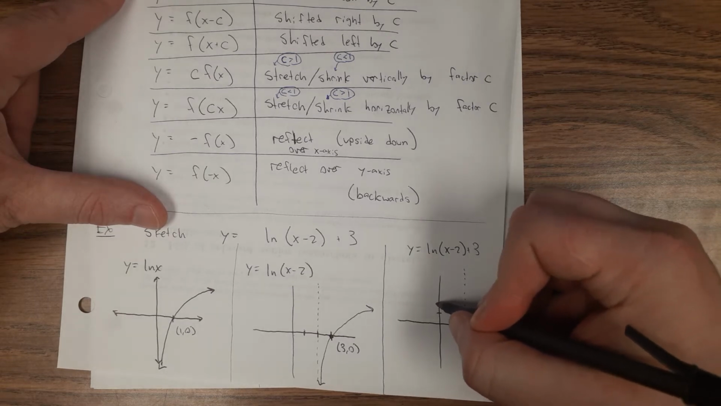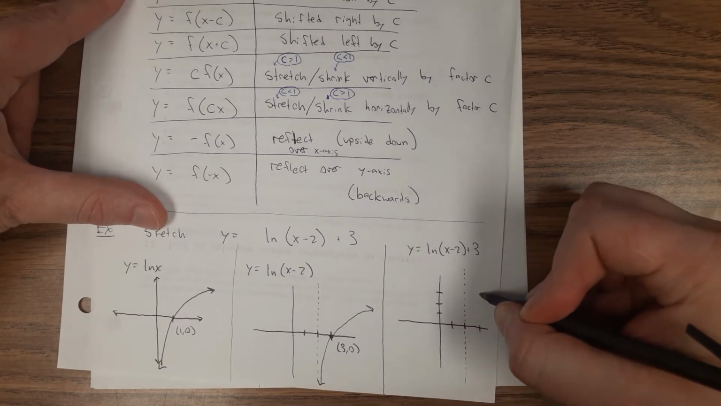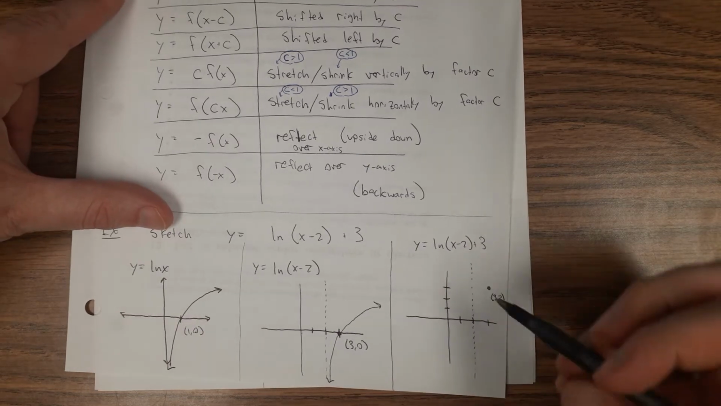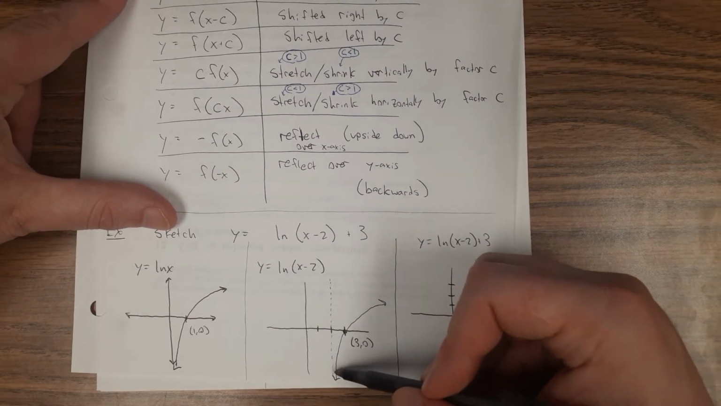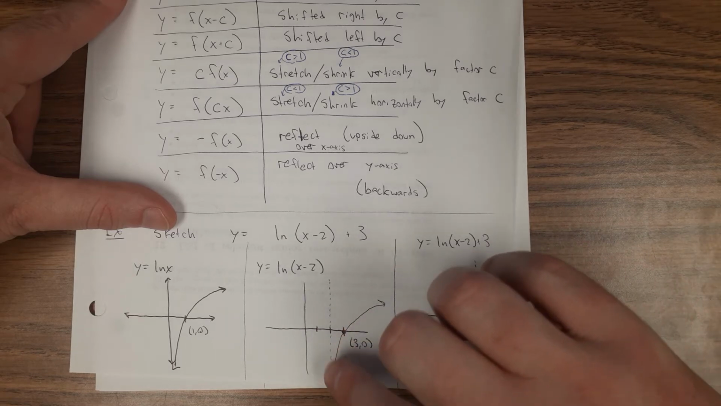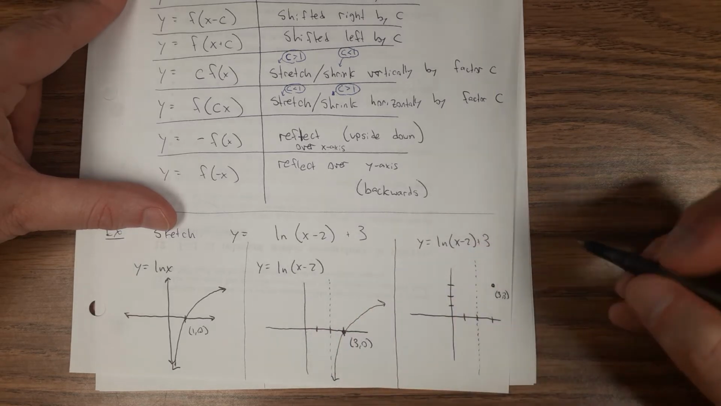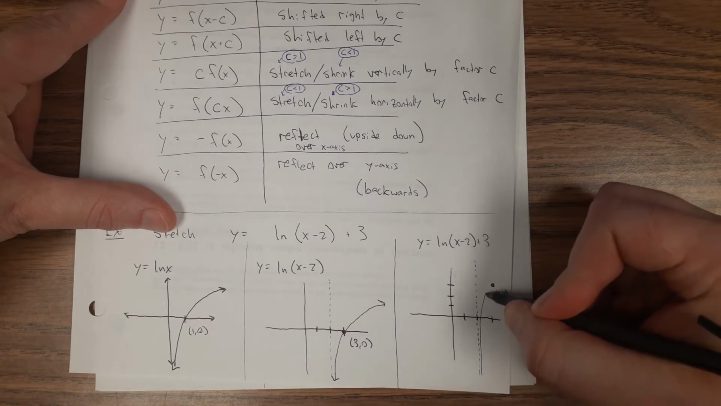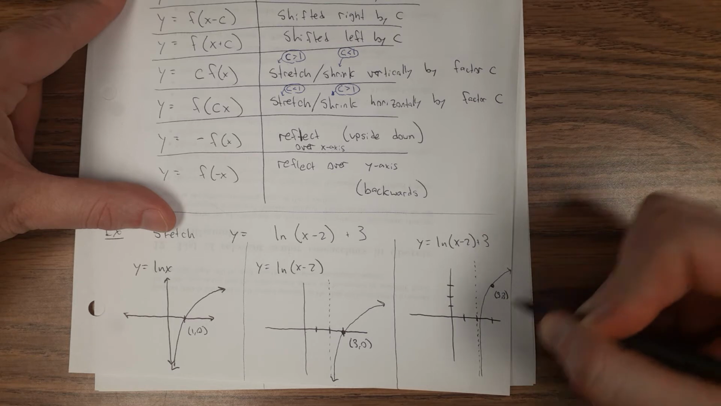So 3, 3. And then my graph is going to have this vertical asymptote. It's going to go through this point, and it's going to sort of have this shape. So something like this.